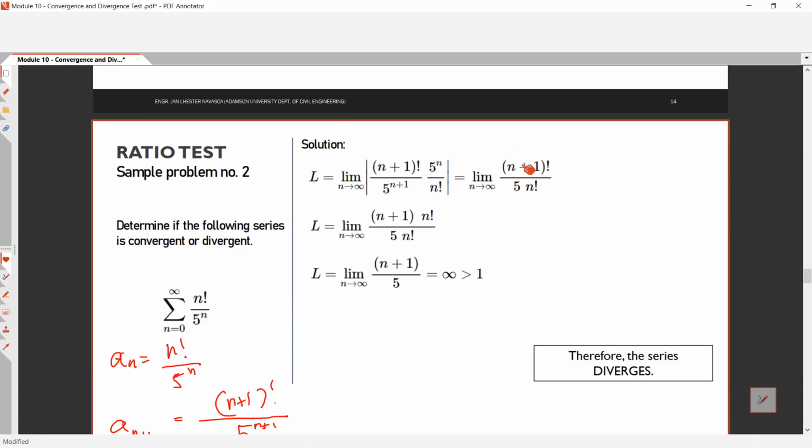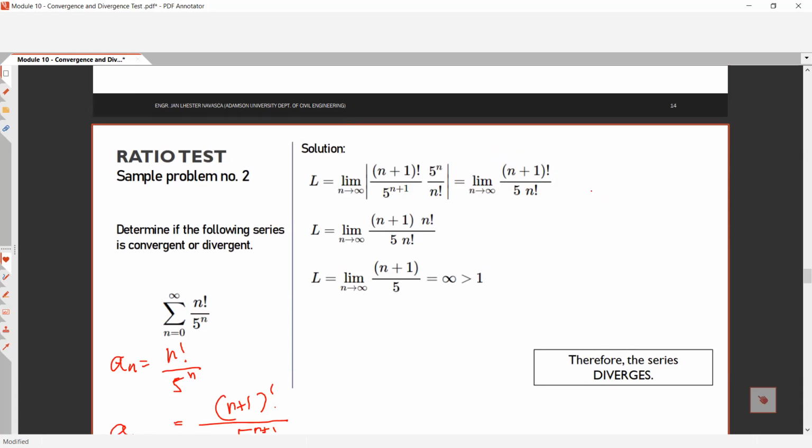Okay, so n plus 1 factorial over n factorial. How are we going to simplify the factorials in this one? Paano ba natin sila masisimplify? As you all know, class, taking 6 factorial, let's say that is 6 times 5 times 4 times 3 times 2 times 1. Also, we can say that 6 factorial is equivalent to 6 times 5 factorial.